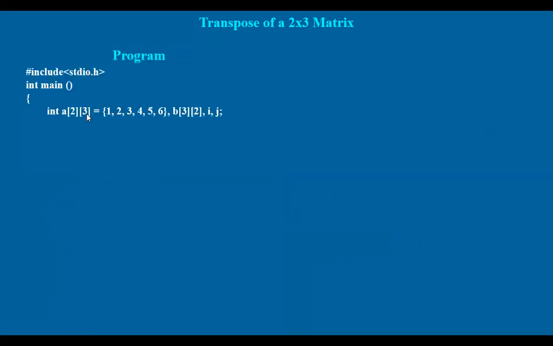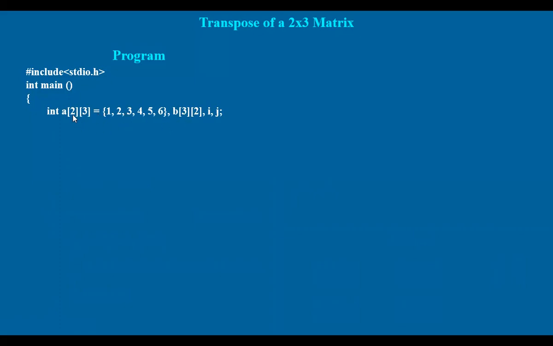We are declaring the arrays. Array A is declared as 2 by 3. The values are given here, that is, compile time initialization is done. And B is declared as 3 by 2. We don't know the values. We have to get the values of B.